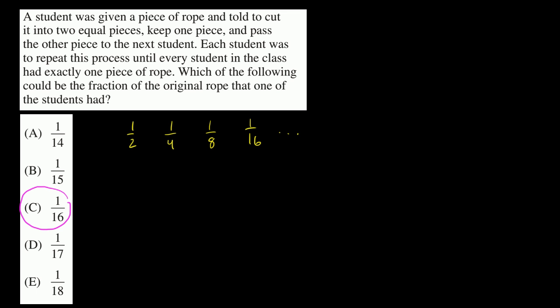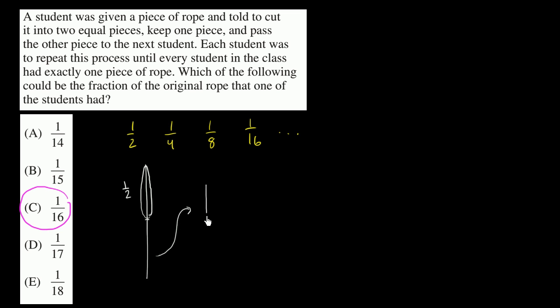Now, just to make that a little bit clearer, let's work it out a little bit more, just in case that seemed a little bit too hand-wavy for you. So the first student has the whole rope, cuts it in half, and keeps half of it, and then hands the remaining half to the next student.